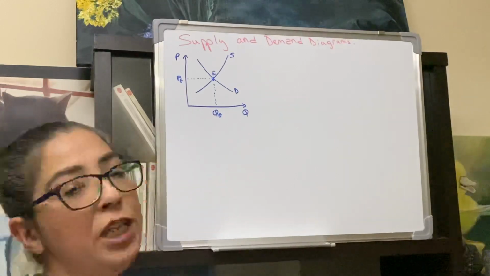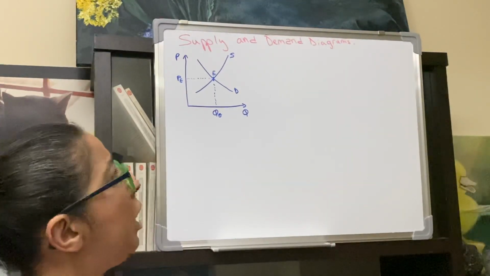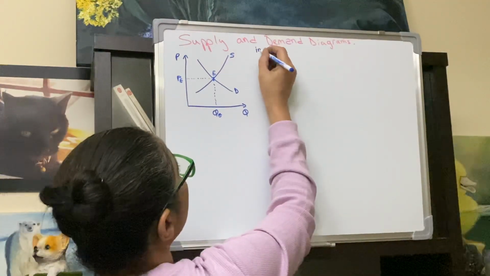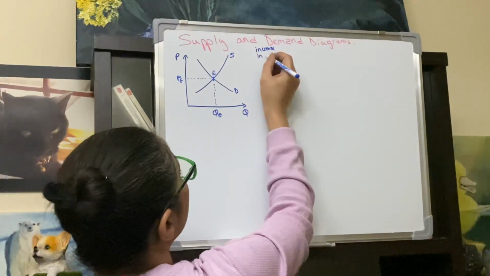So let's imagine here that my situation is: what would happen to the market in case there is an increase in income?